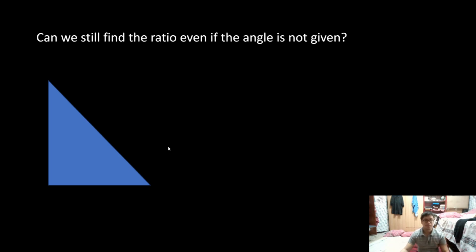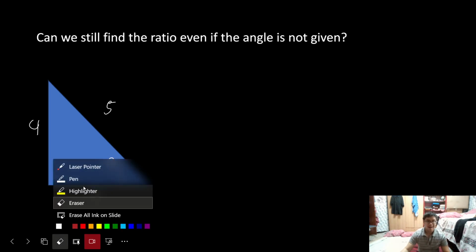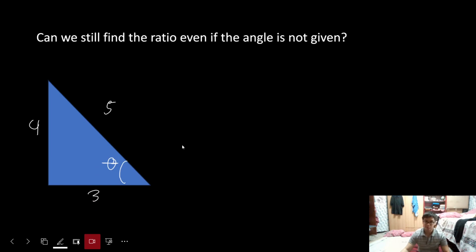Let me give you, for example. Let's just say that I have this simple right triangle, which is 5, 4, and 3. Okay. Now, what if my angle is here? Let's just say I'm looking for the angle here. So here, if this is our angle that we are going to refer to, can we still find the ratio even if the angle is not given?